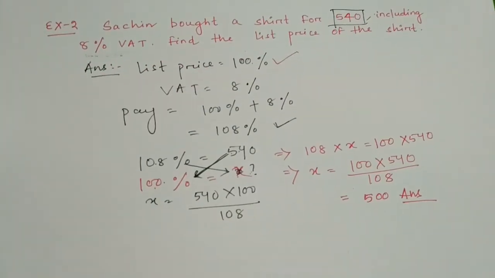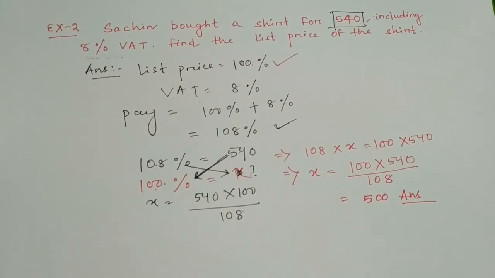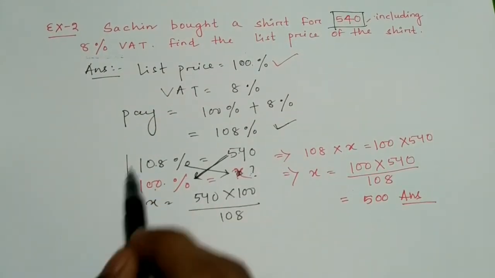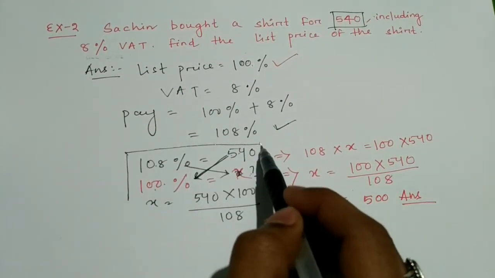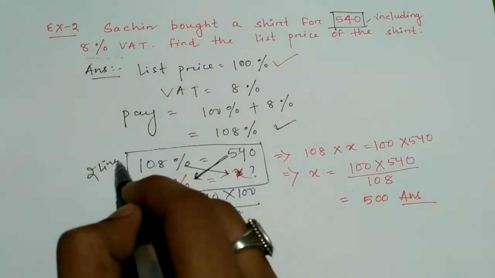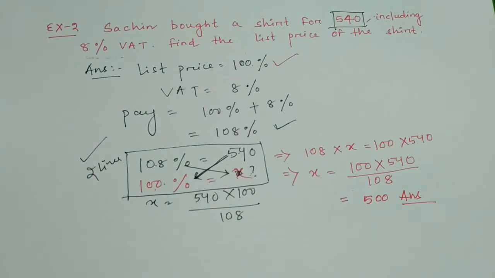So friends, if you in case find some MCQ question, then you have to just write two things. That 108% is equal to 540. You have to find out what is 100%. Just these two lines and you will get your answer. So I think this is easy. So quickly go to the next question. Example number 3.